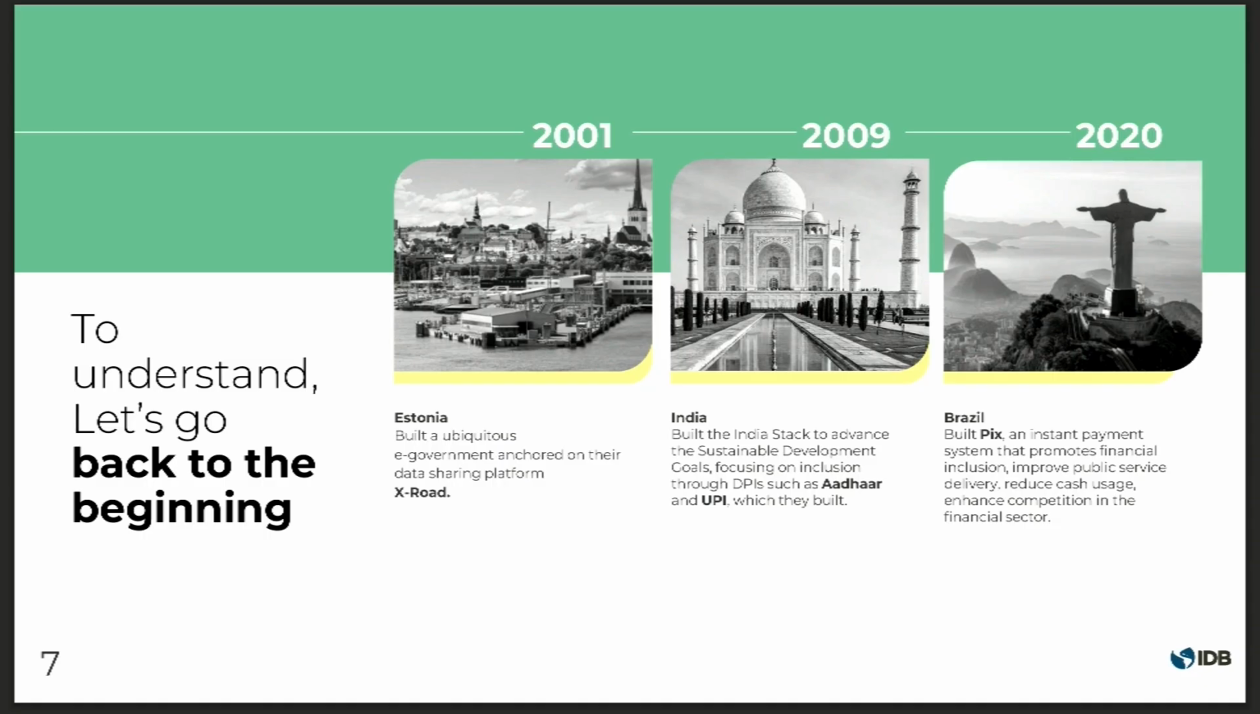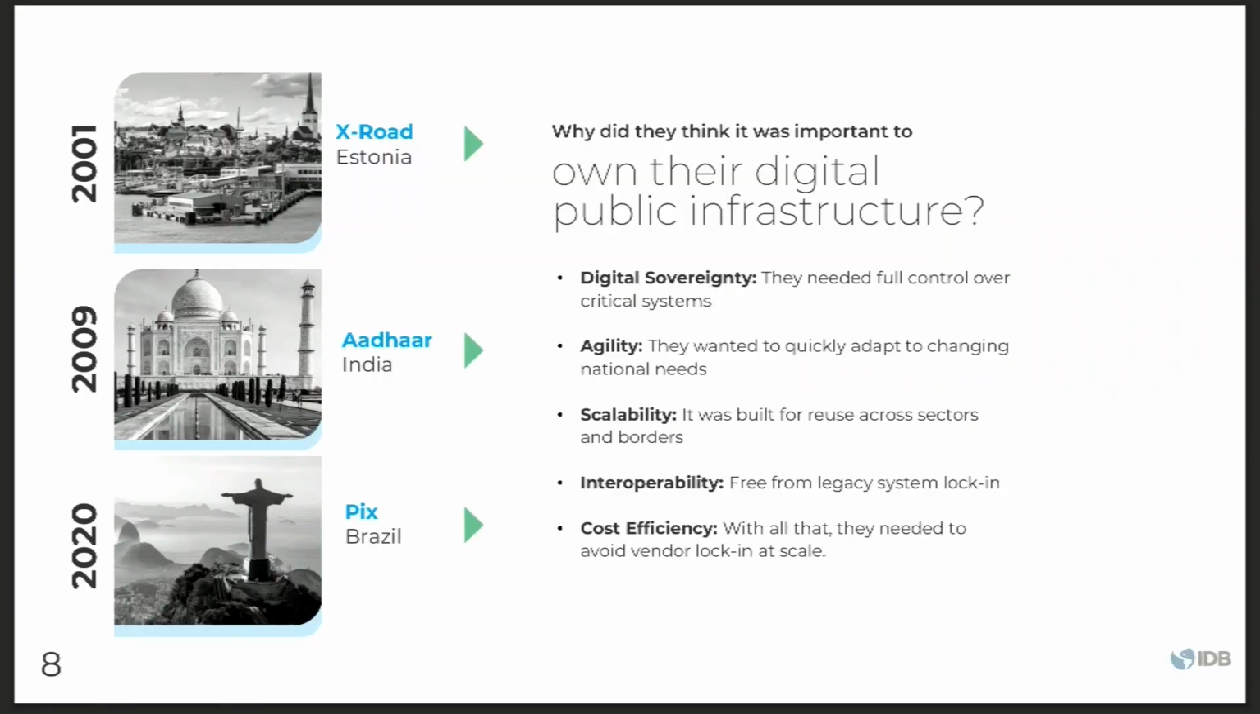So why am I talking about these 3 use cases? Because they own their digital infrastructure. They wanted to own that. X-Road, PIX, Aadhaar, UPI, the code from all of those use cases is owned by the government. And why did they want that? We talked about it already. They needed digital sovereignty. So if we're talking about core digital systems, you need to own the code.